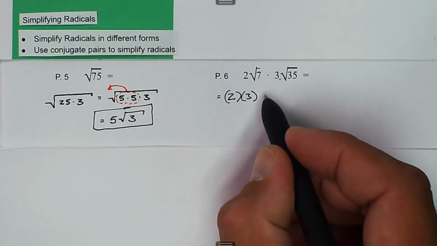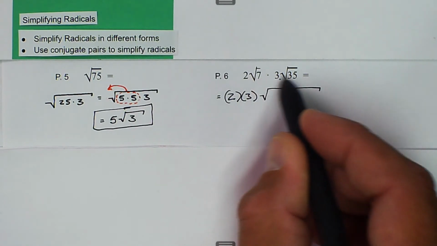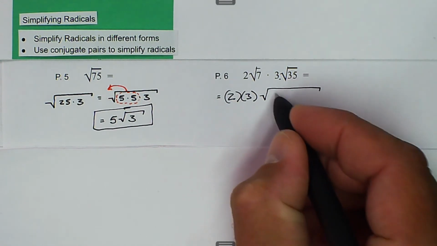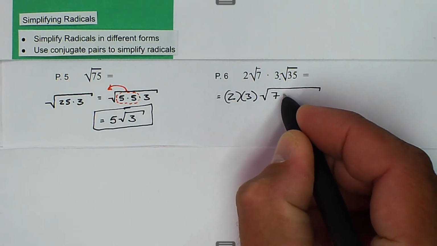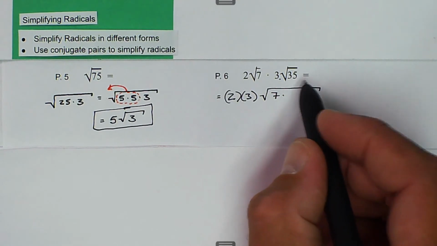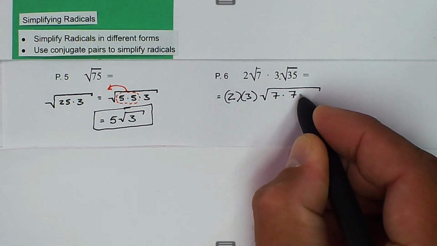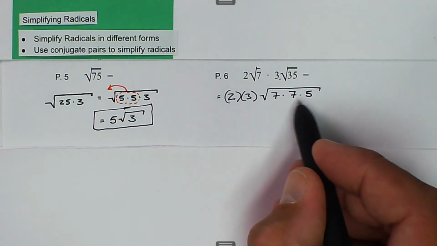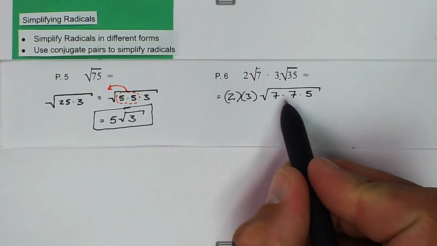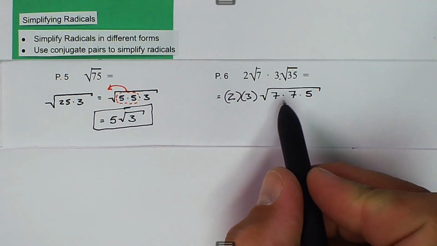Now I'm going to write down my radical, and I'm going to join the 7 and the 35 by multiplication. So 7 times, what can I break 35 down by? I could get my calculator out and check, but I think it's 7 times 5. 7 times 5 is 35, and the 7. Okay, 7 and 5 are prime numbers. Can't break them down any further.